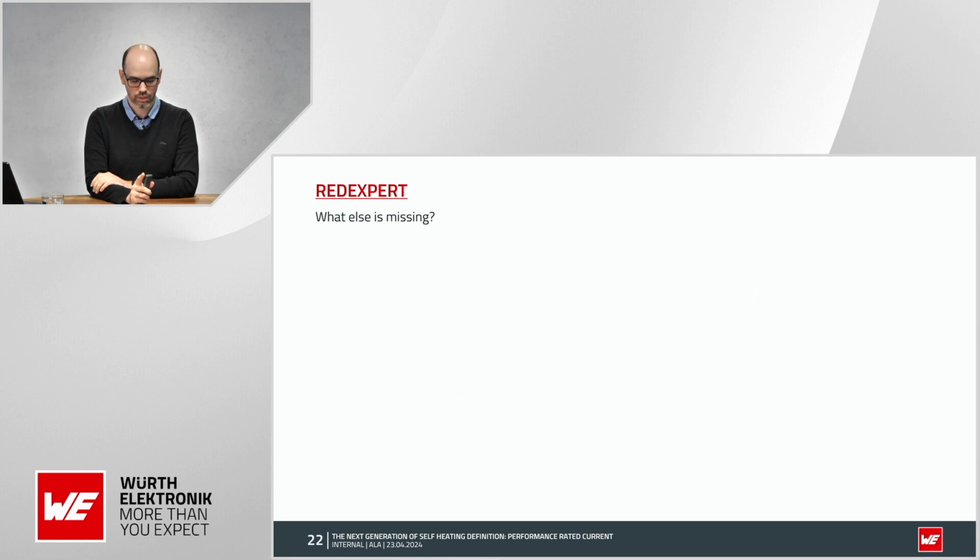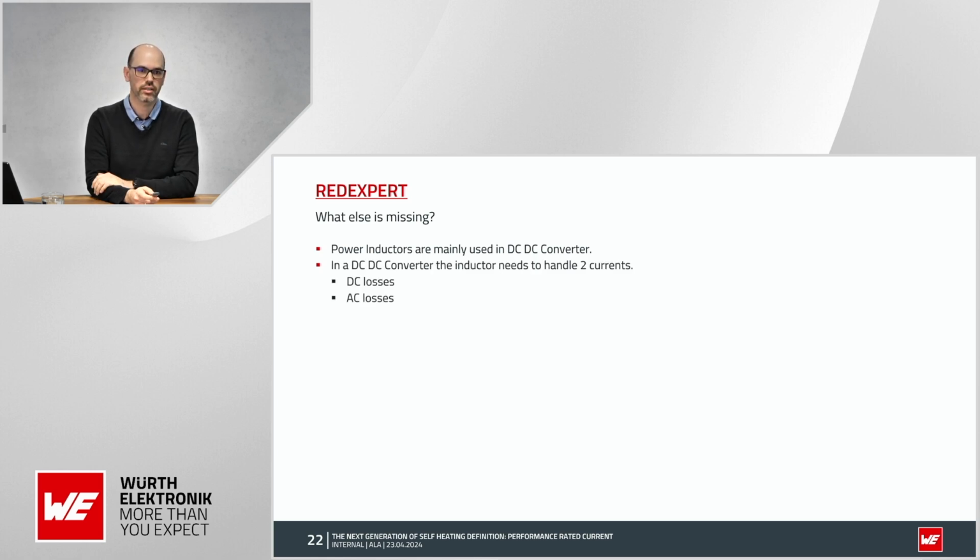Good. So as a short summary, we talked about where the rated current is coming from. We focused on the DC losses, where they are generated, and how the rated current value can be influenced. But one thing is still missing, what I also mentioned in the very beginning. DC losses are now defined, but our parts are used in DC-DC converters. So this means there are also AC losses.